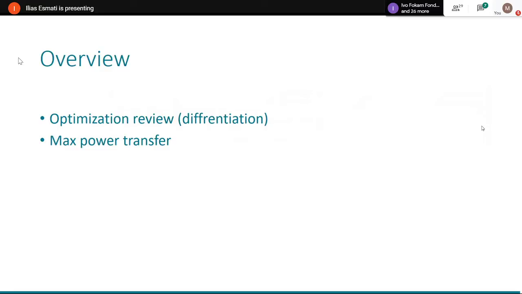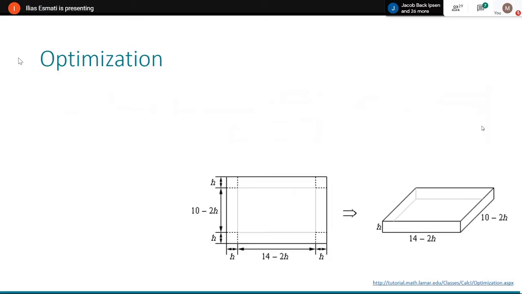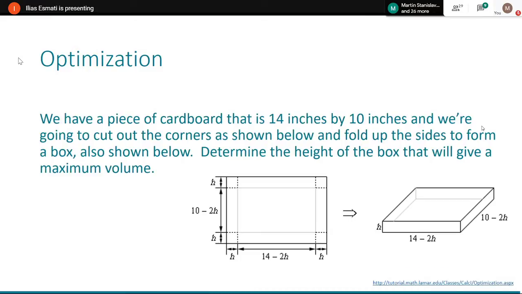So we will talk about the max power transfer and the superposition. Just for those of you whose math and differentiation is a bit rusty, let me tell you what this is about. Think you have a sheet of paper, and you want to make a box and optimize it. It means that you want to make it as big as possible. So how are you going to do that with this much sheet or cardboard you have available?